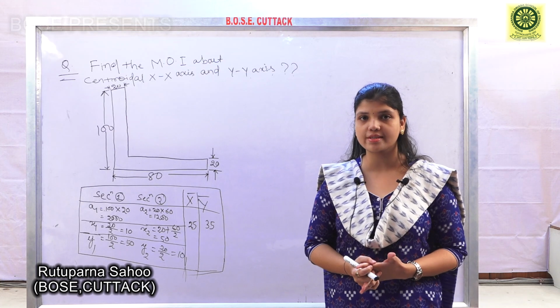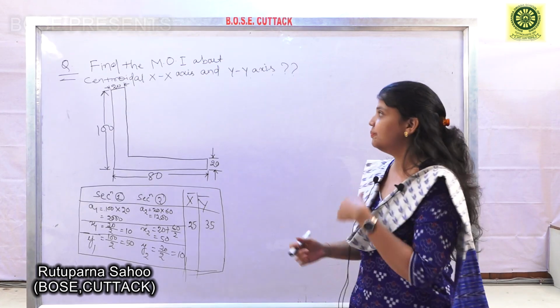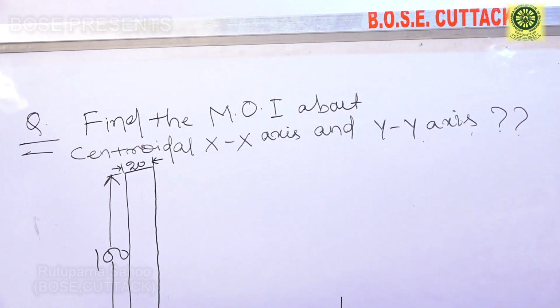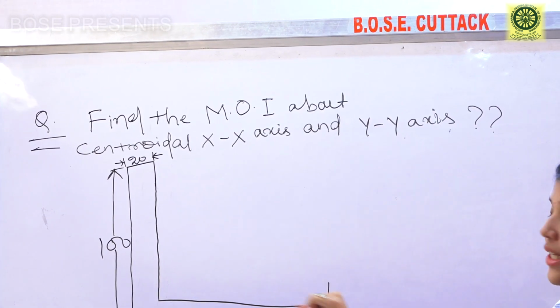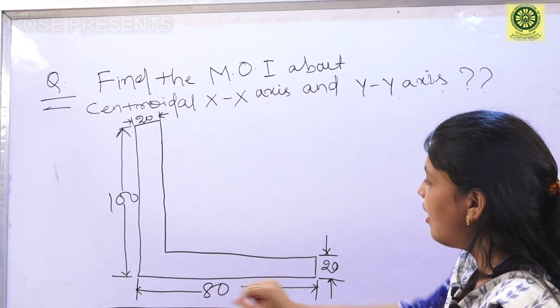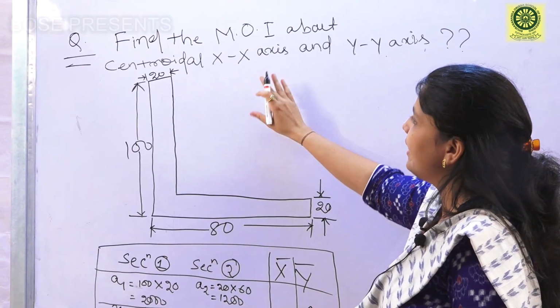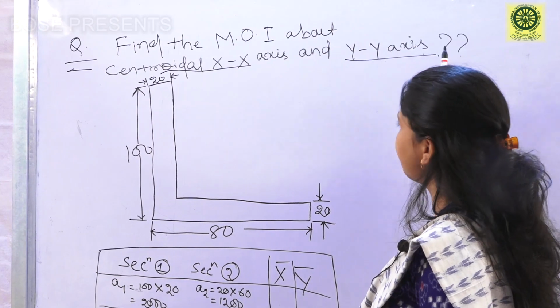In this session we will discuss a problem based on moment of inertia. So here is the question. Find out the moment of inertia about the centroidal x-axis and y-axis for the given figure. You can see this diagram. This is an unsymmetrical section. According to the question, we have to find out the moment of inertia about the centroidal x-axis and y-axis.